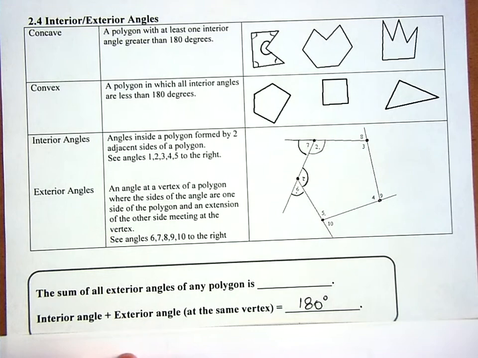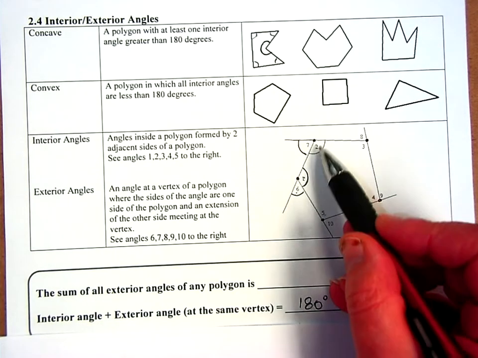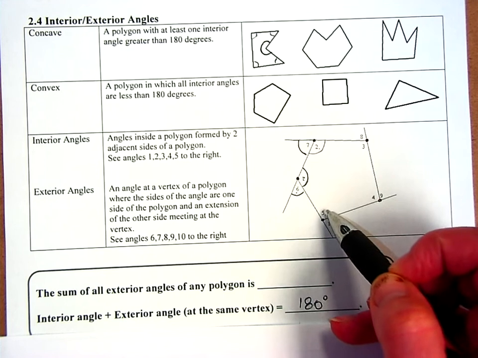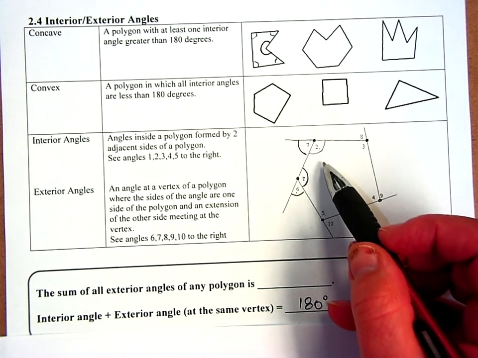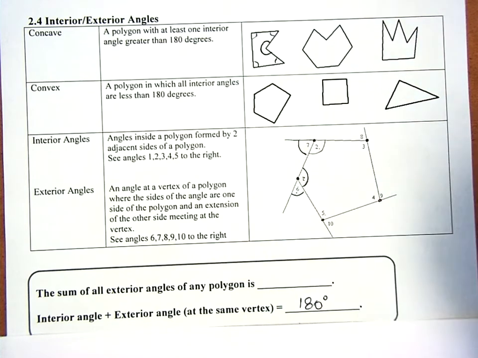Now, another thing that we need to answer is, what is the sum of all exterior angles of any polygon? So guys, you remember from our investigation, any time that the number of sides of a polygon increases, the sum of all interior angles goes up, which means that all interior angles are becoming bigger and bigger as the number of sides of a polygon increases.